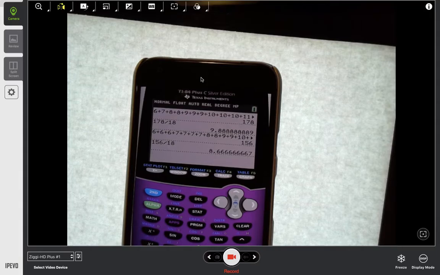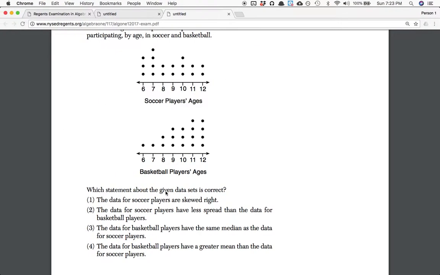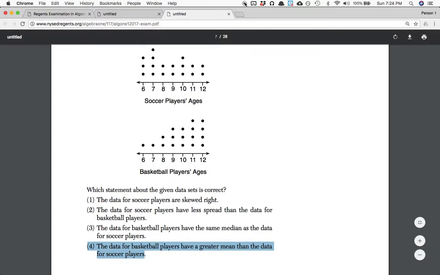And that means that answer choice 4 is correct. The data for basketball players has a greater mean than the data for soccer players. Now you start to get really good at statistics and reading these graphs. You can kind of see that the average for basketball players will be greater than the average for soccer players, just by looking at the picture. It looks like there's more older people here. The average will be higher, but you can always check it explicitly by throwing it into your calculator. So that's your answer. Sorry this one was so long.